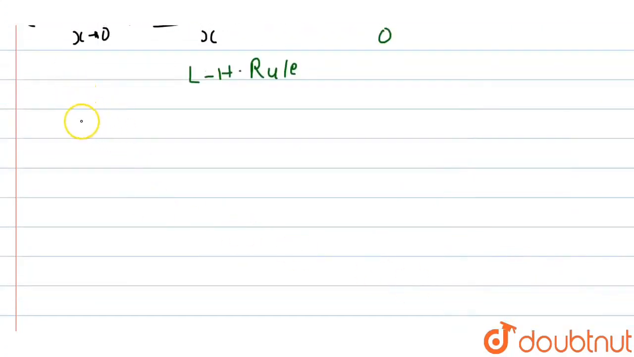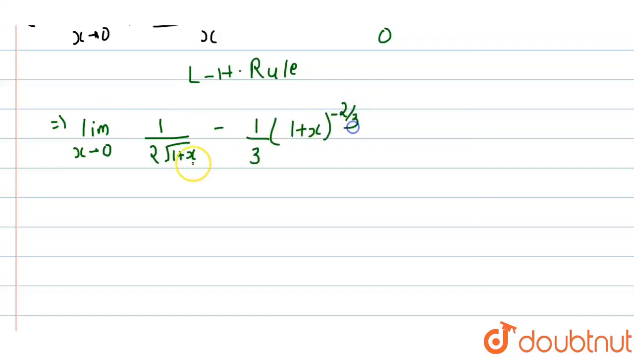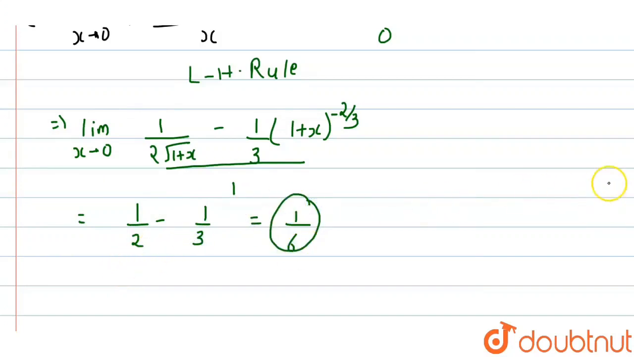On applying L'Hospital's rule and differentiating, we can write the limit as limit x tends to 0 of 1 upon 2 root 1 plus x minus 1 by 3 into (1 plus x) to the power minus 2 by 3, from basic differentiation, upon 1, the differentiation of x. Now putting the value 0 simply, since it is not the indeterminate form, we get 1 upon 2 minus 1 upon 3. This implies 1 by 6. Therefore the value of the third limit will be 1 by 6.